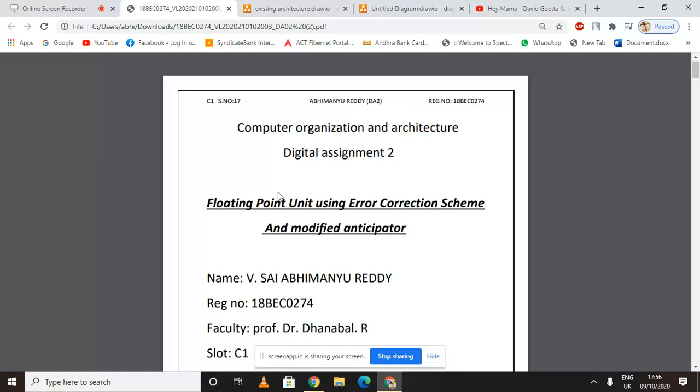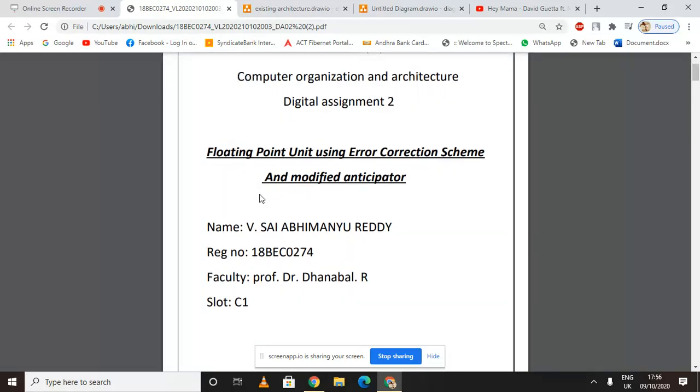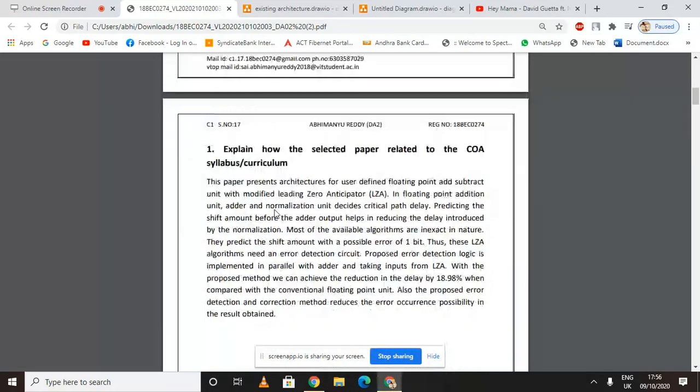This assignment is regarding taking a journal paper regarding floating points. I've chosen the paper "Floating Point Unit using Error Correction Scheme and Modified Anticipator". So let's get to the first question.